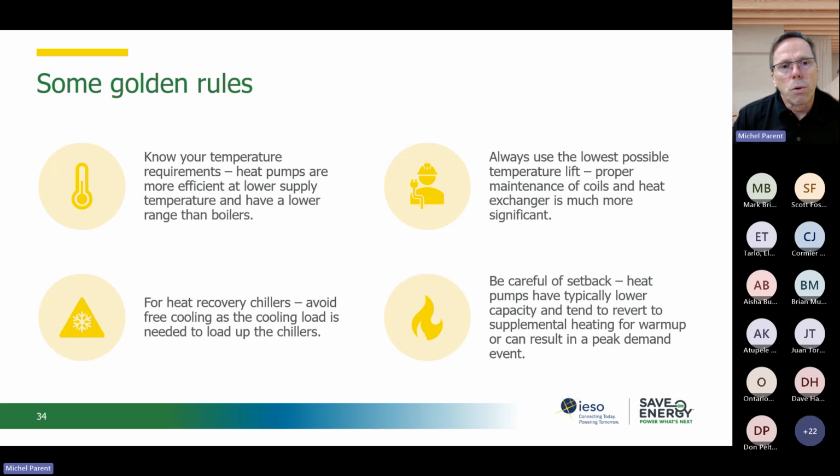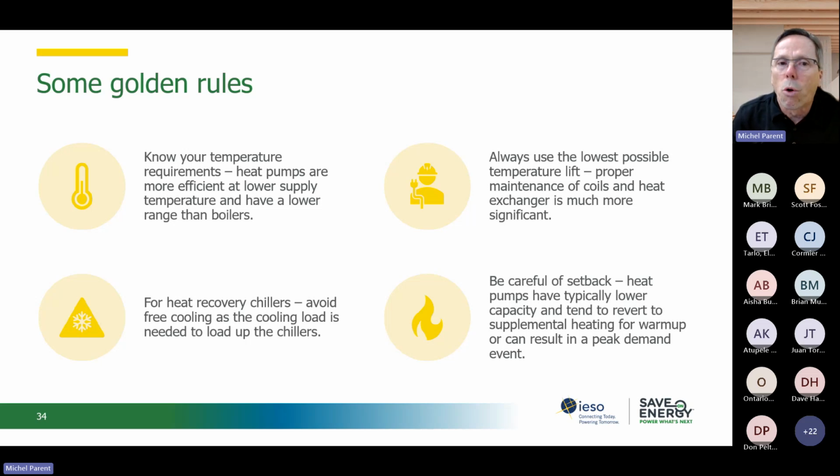Always try to reduce the temperature lift. One of the first slides we saw was a slide where you had the outside condenser evaporator, you had a compressor, and then you had the condenser inside. That's the temperature lift or the pressure lift. For a heat pump to be very efficient, you want that lift, that pressure differential between condenser and evaporator, to be as low as possible. And that has a lot to do with proper maintenance. So you want to make sure your heat exchangers and your coils are well maintained.